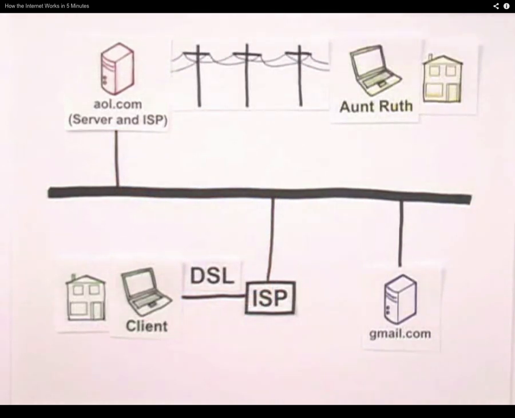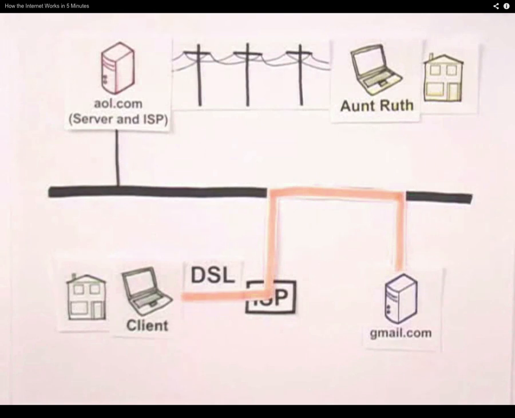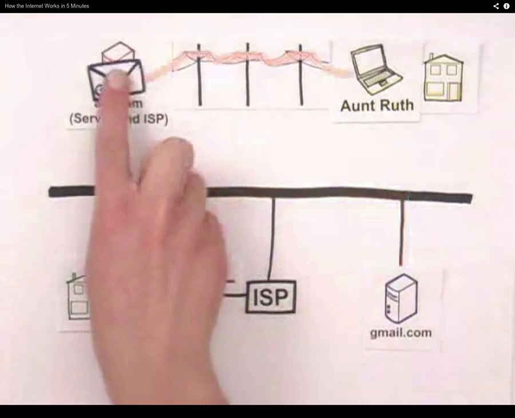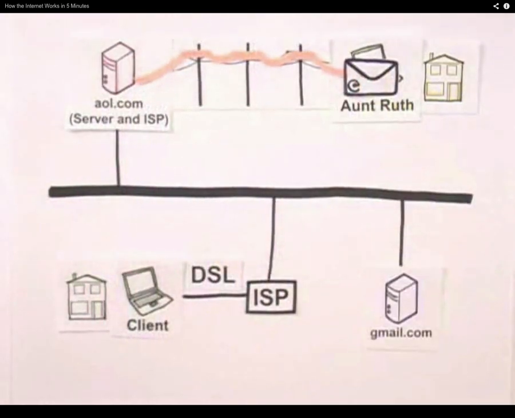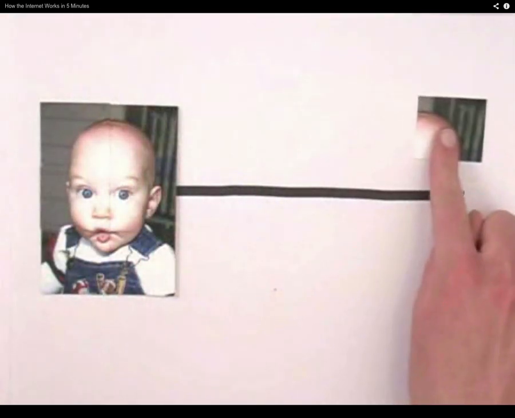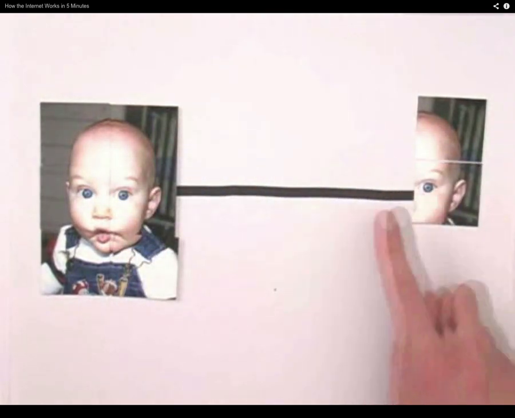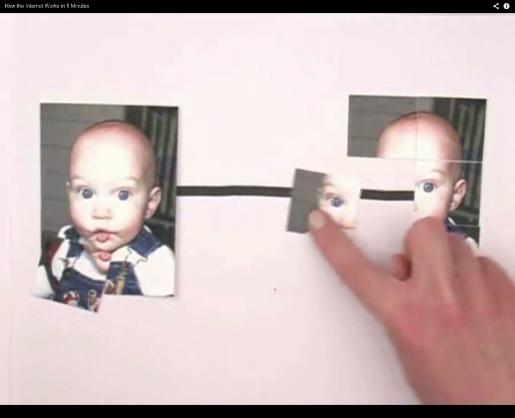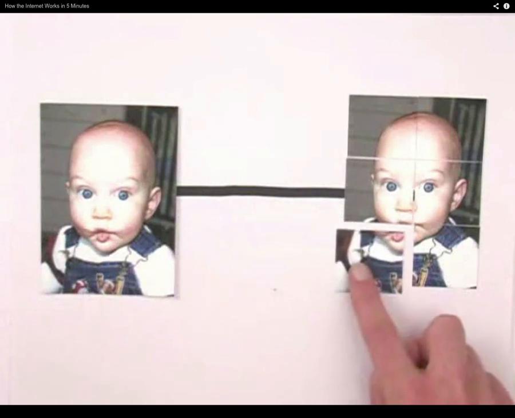Now, let's say that I want to send an email to Aunt Ruth. Aunt Ruth has AOL dial-up from home, and I've got a Gmail account. I log on to gmail.com and compose a message to Aunt Ruth's email address, auntruth@aol.com. Once I click send, gmail.com sends the email to AOL.com. The next day, Aunt Ruth dials into AOL servers and retrieves the email. Whenever an email, picture, or web page travels across the internet, computers break the information into smaller pieces called packets. When information reaches its destination, the packets are reassembled in their original order to make a picture, email, web page, or tweet.